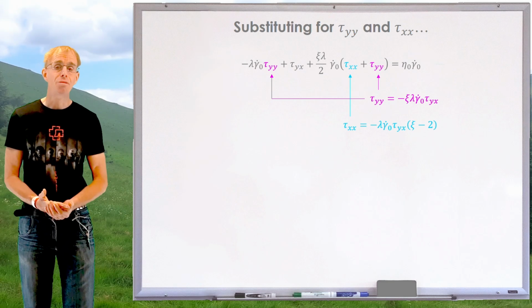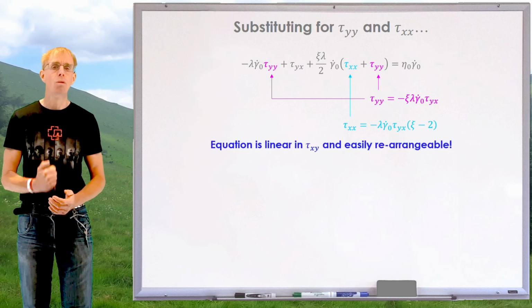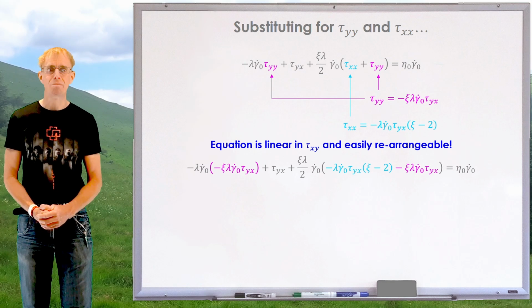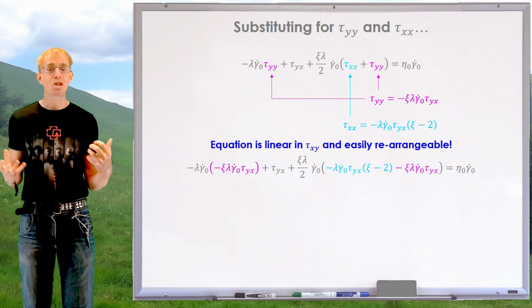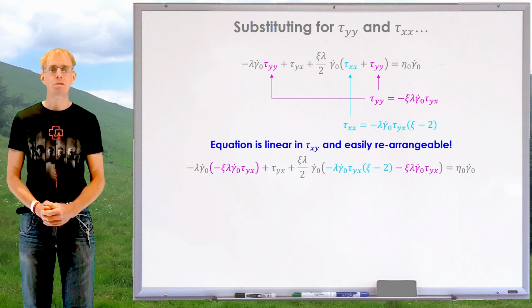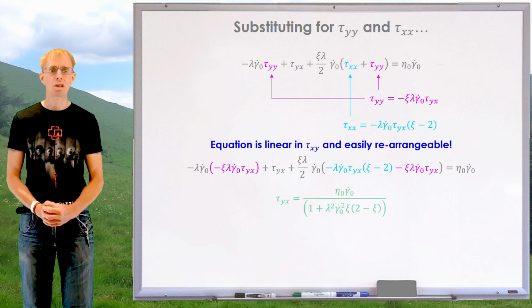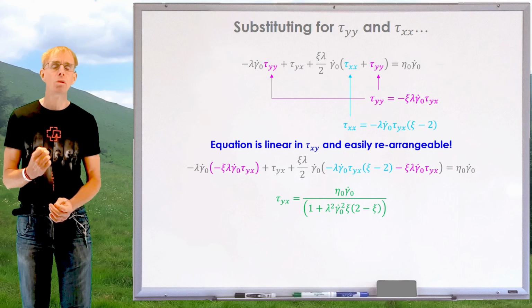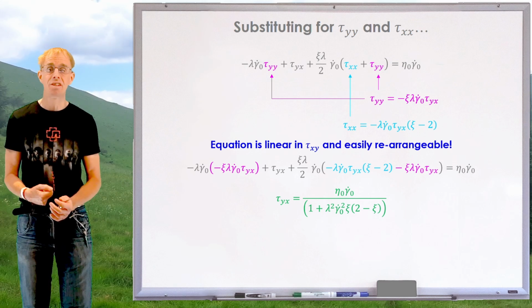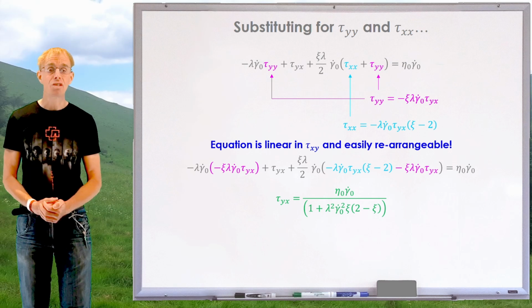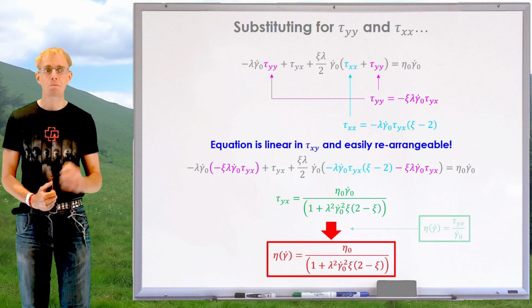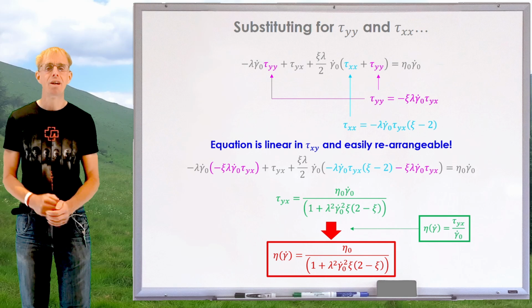What that gives us, very nicely, is an equation that only involves one stress, tau yx, is linear in tau yx, and can be very easily rearranged. There on the board is that same equation with the tau yy and tau xx terms substituted in. With a little bit of manipulation, we can find an expression explicit in tau yx, which is nearly there. Remembering what we're looking for is an expression for our steady shear viscosity, which is simply our shear stress divided by our shear rate. If we make that division, we end up with the expression on the board, which gives us eta as a function of gamma dot, resulting from the parameters in the PTT equation.